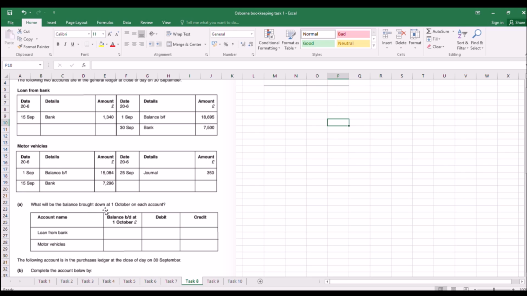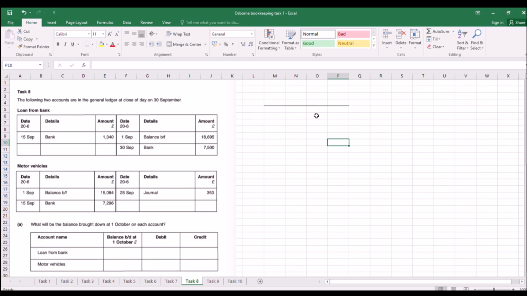Right, what will the balance brought down at the 1st of October be on each account? Right, okay, well let's just have them there. Put our T accounts in. Here's our loans. And so we've got our debit 1340, so we paid that off there. We had a brought down loan figure, the amount that we owed at the start of the period in there. Now, right, they've taken out another loan for that there.